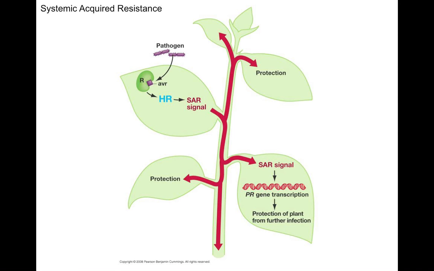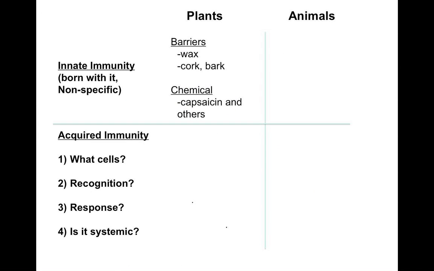So when you see something like this, a signal going from one part of the plant and affecting other parts of the plant, then you should right away think about a hormone. So there's definitely a hormone involved in this. It's thought that it is a derivative of salicylic acid, and you can read more about that in your textbook.